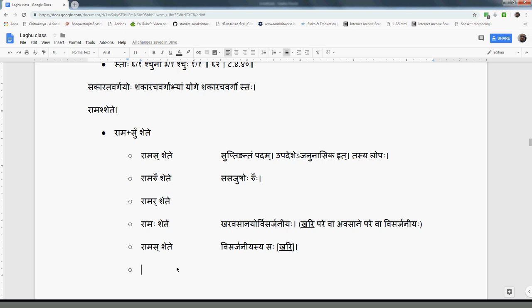Now, this ramas, ramashete, it will become ramashete. This is by our sutra, which is stosh chunashchu. This is our sutra. Now, other possibilities are also there here, I think. Okay, we can leave it here or say vashari.